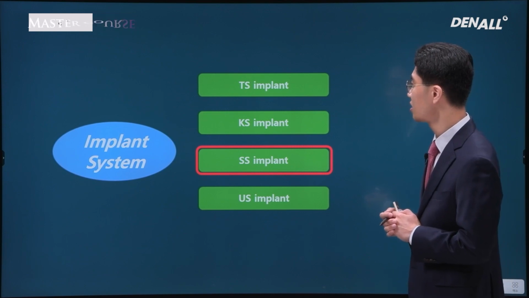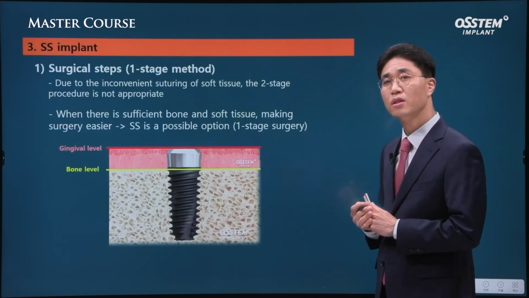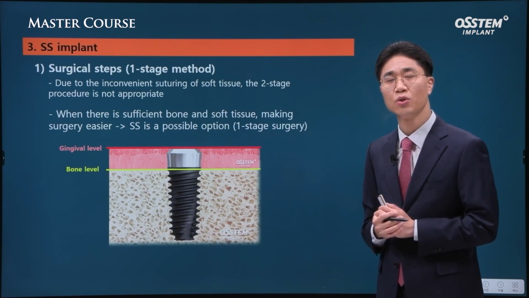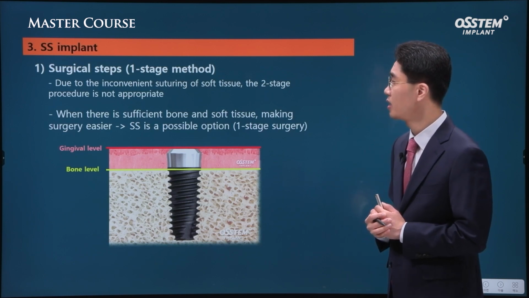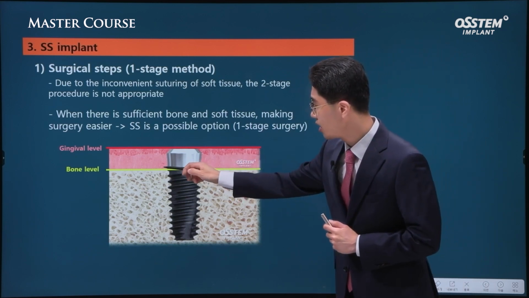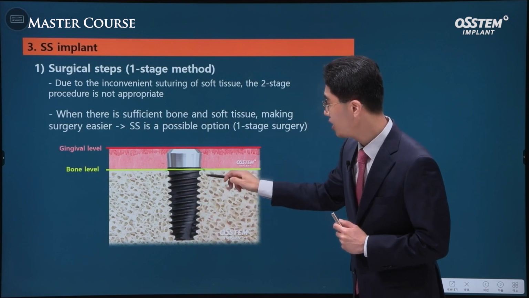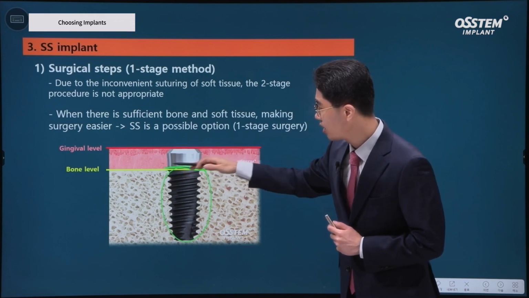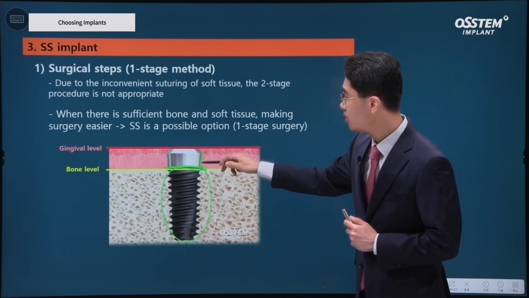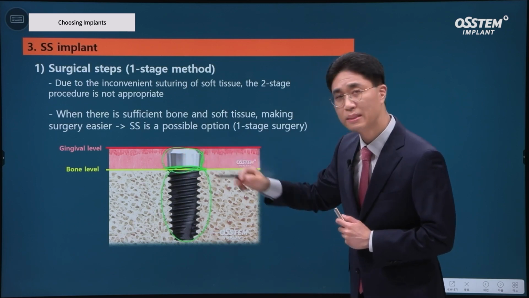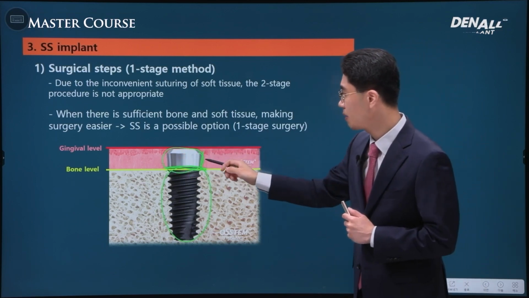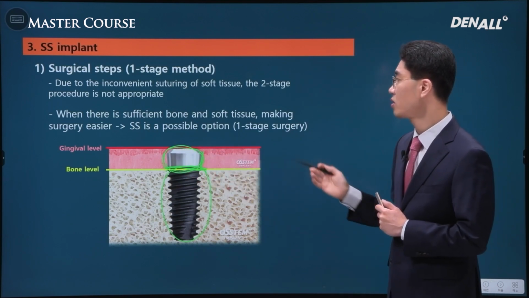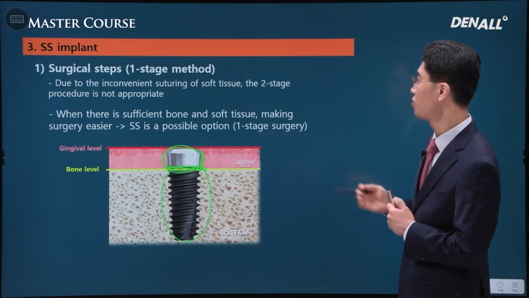Let's look at SS implant. In the case of SS implant, it was referred to as ITI type in the past. This is dedicated for one-stage surgery, and as shown on the image, the implant placement depth is like this, and up to this thread, it is buried under bone. The smooth surface area or the gingival part is like this. This is at gingival level. This is an implant dedicated for one-stage surgery.